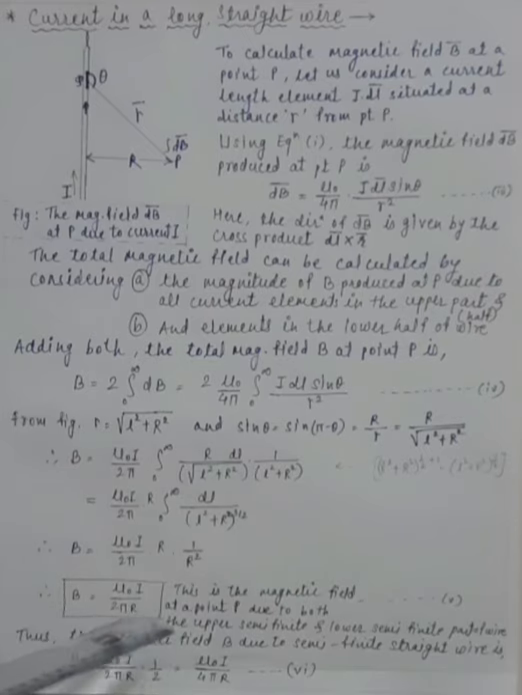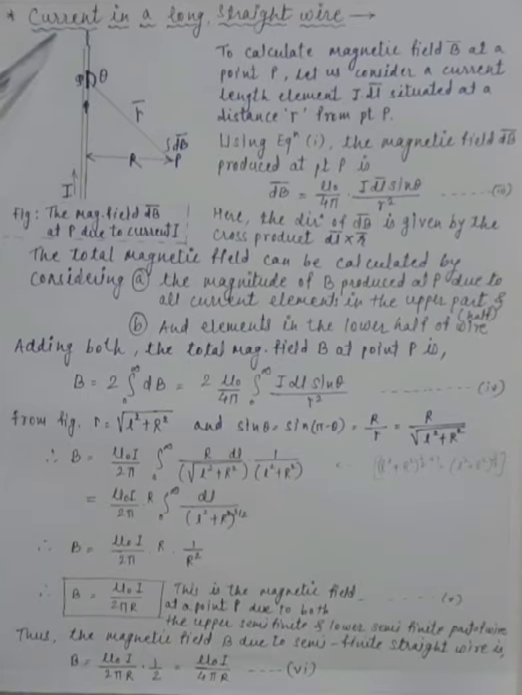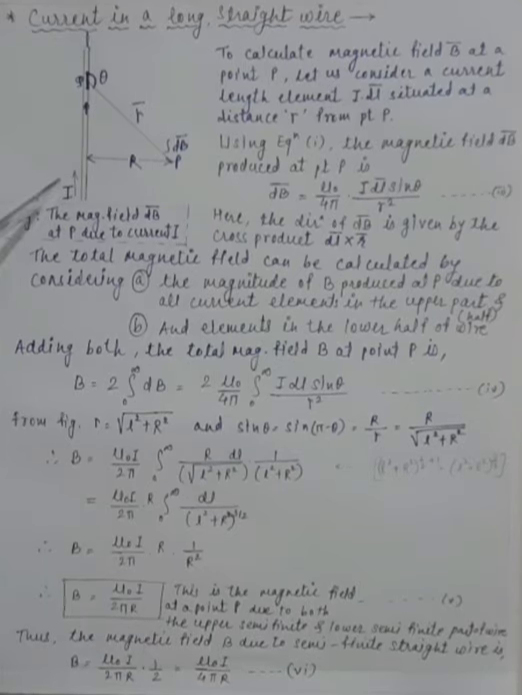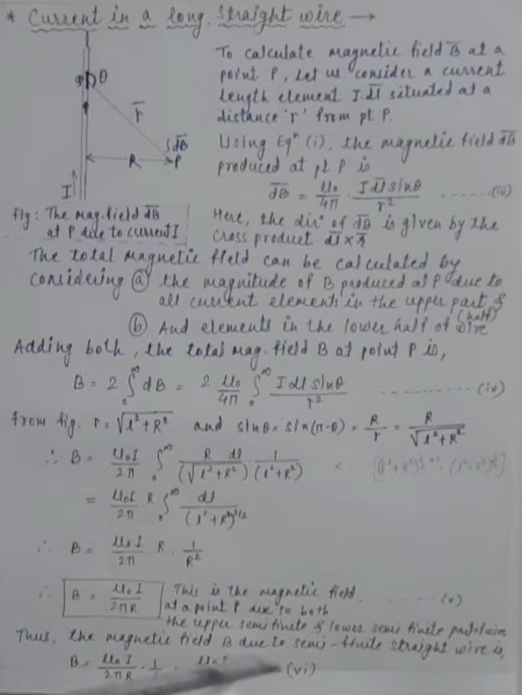This is the magnetic field at a point P due to both the upper half and lower half, that is, upper semi-finite and lower semi-finite parts of the wire. Thus the magnetic field B due to a semi-finite straight wire is, dividing this equation by 2, B equal to mu 0 I upon 4 pi R.